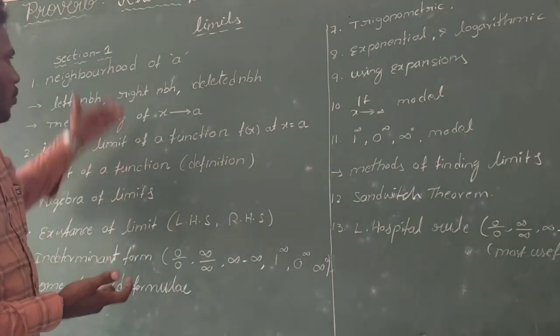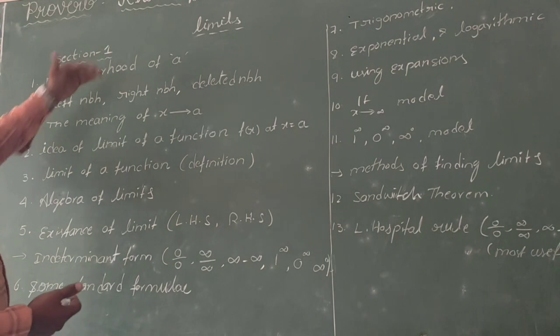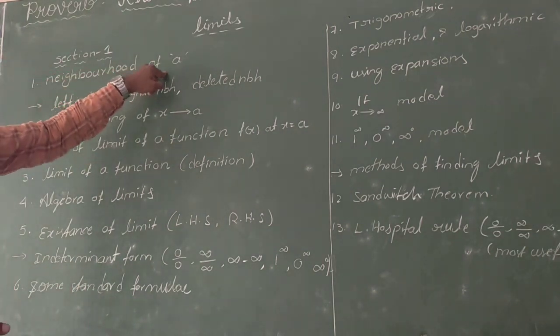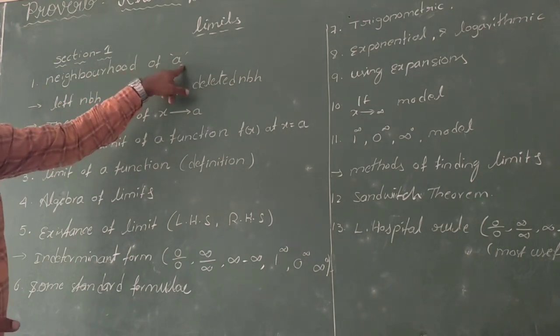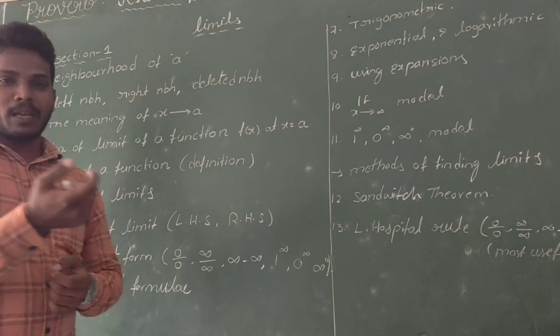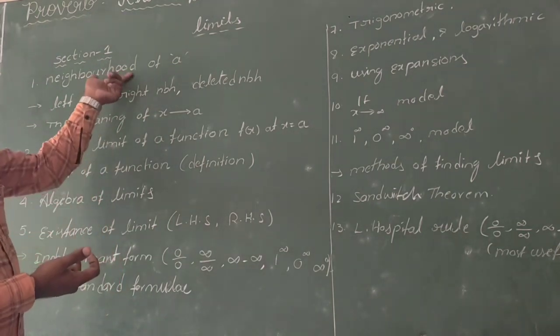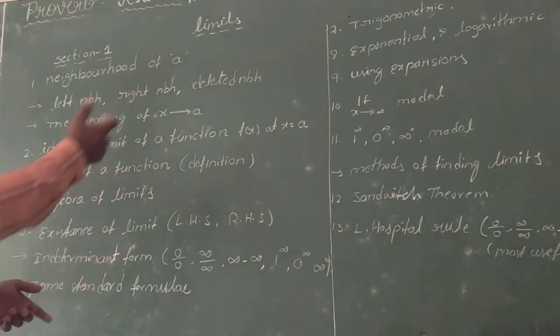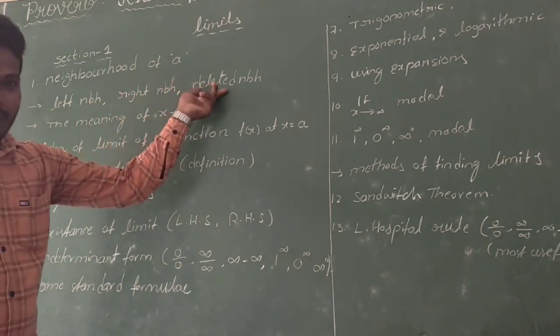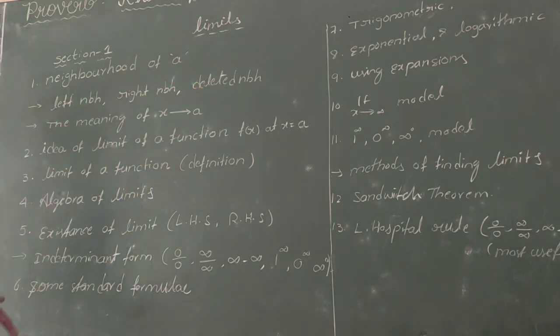In section 1, what are the highlights? First one, neighborhood of a. If you take any number on the number line, how do you take the neighborhood of that point? So neighborhood of a number: left neighborhood, right neighborhood, deleted neighborhood. These things we are learning here.